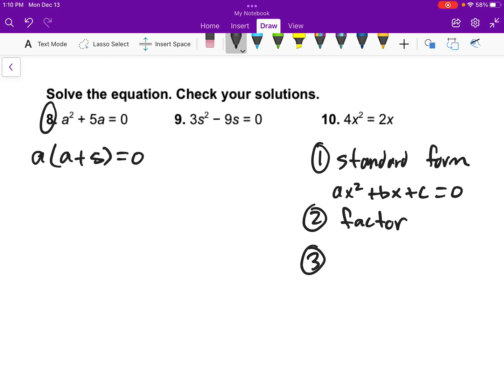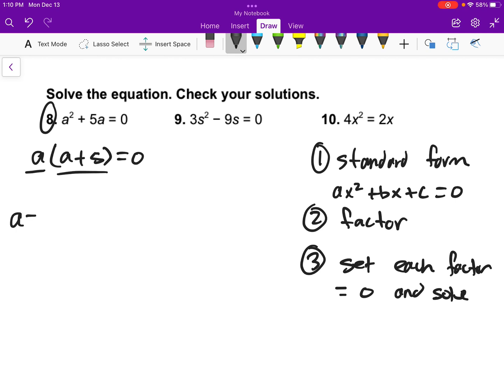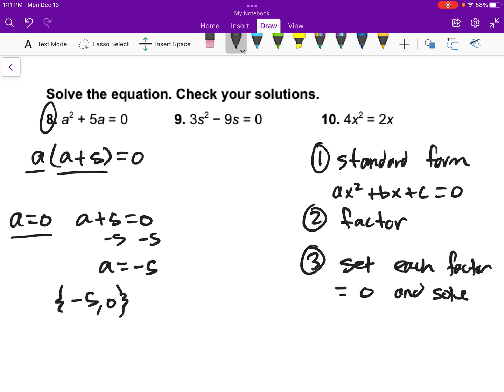Step number 3 is you set each factor equal to 0 and then solve. You solve each of those equations you end up with. So in this case, my two factors, one is a and one is a plus 5. I'm going to set them both equal to 0. So a equals 0 and a plus 5 equals 0. And I solve those two equations. Well, this one is already solved. This one I can minus the 5 over, right? So a is equal to negative 5 and a is equal to 0. So my solution set would be negative 5 and 0. Those are the two solutions to my equation.